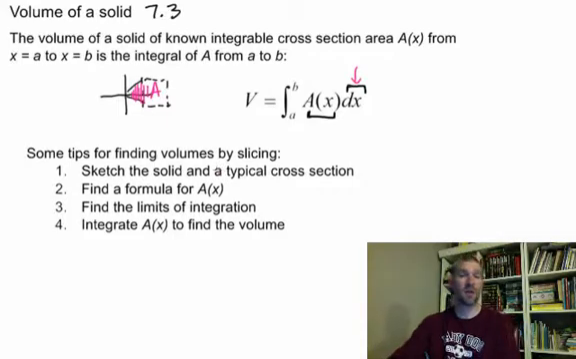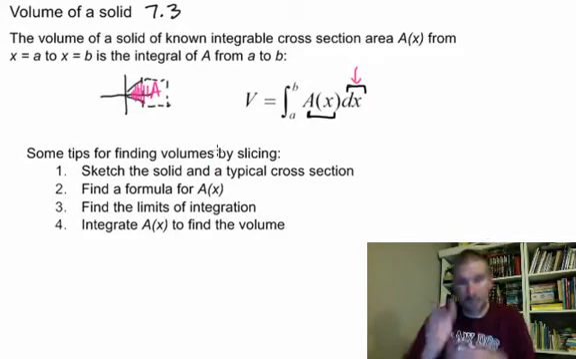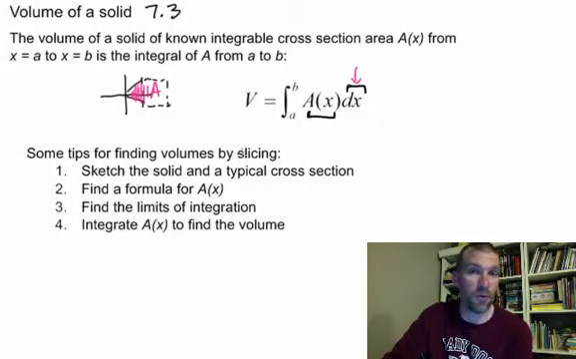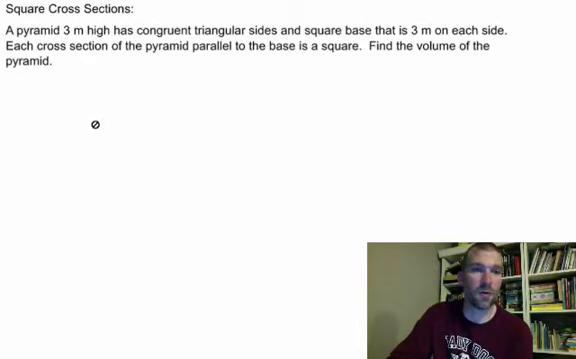Some tips for finding volumes by this slicing method: find a formula for the area, sketch out what your graph might look like, find the limits, so where you are starting and stopping, and then integrate it. If you're one of my students, you have total permission now to use the calculator to help you. We did our test previously with integration. If you're not one of my students, then you will need to go ahead and show all your different steps.